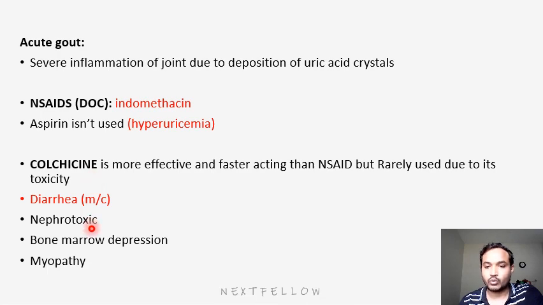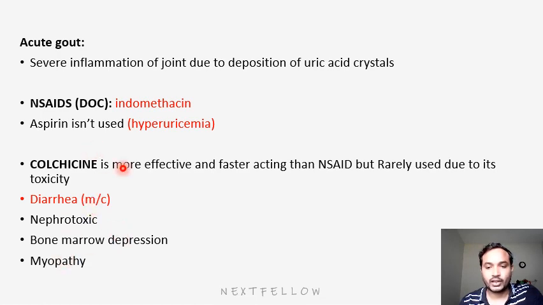But the most common toxicity, or most common adverse effect, of colchicine will be diarrhea. That's the main thing I am mentioning here. Diarrhea is the most common. Nephrotoxicity is also there, but most common will be diarrhea. And nephrotoxicity, bone marrow depression, and myopathy. These are the toxicities of colchicine.